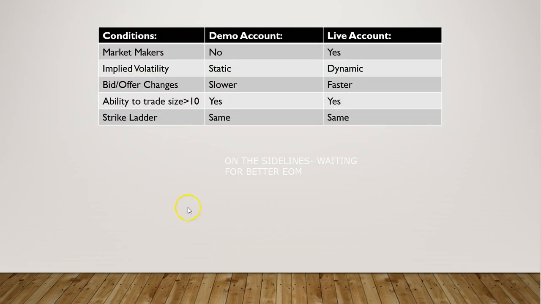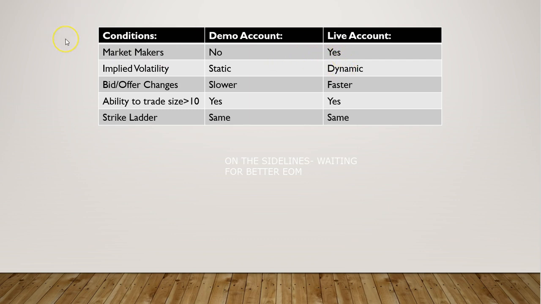Now let's look at some of the differences in conditions between a demo account and a live account. Market makers: in a demo account, there are no market makers, people who take the other side of your trade to offer liquidity. Whereas in a live account, you do have market makers. Typically in a demo, you see a bid and ask of about 100, and when you go live, you may only see a bid and ask of maybe 5 or 10. Does that mean that is your limit? No, you can go ahead and put on more. More than likely, a market maker is going to come in and fill the rest.